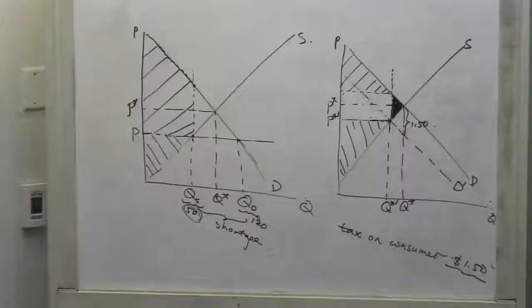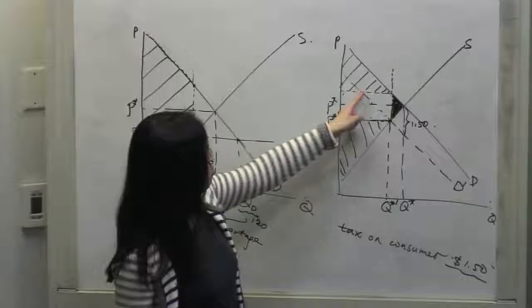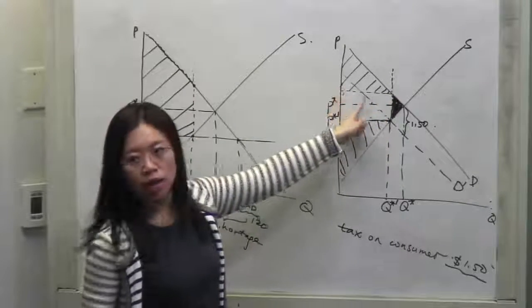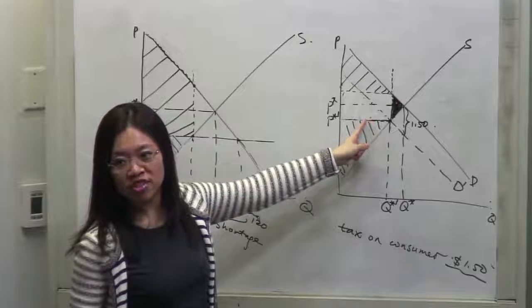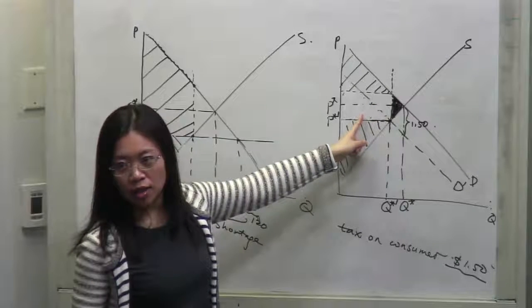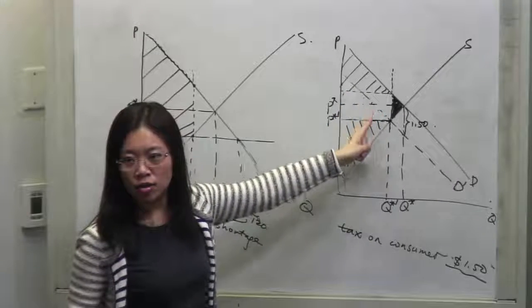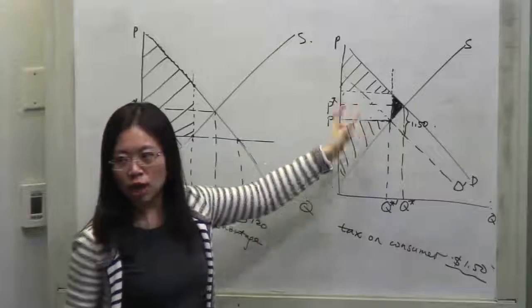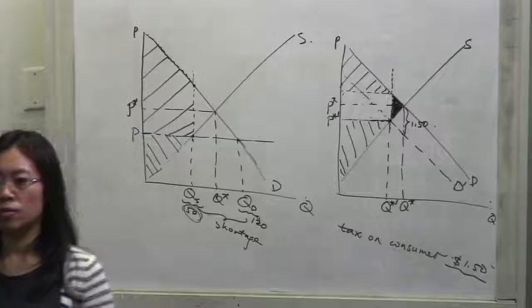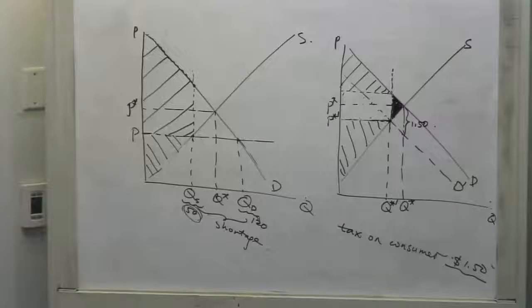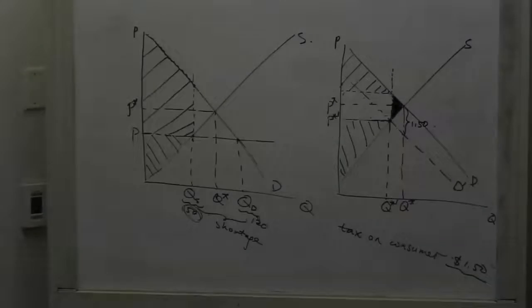And why are you moving it up? Because now we empty out this area, and that area will represent what? Government's revenue. We want to see graphically which area represents the government's revenue. That's why we move that up.